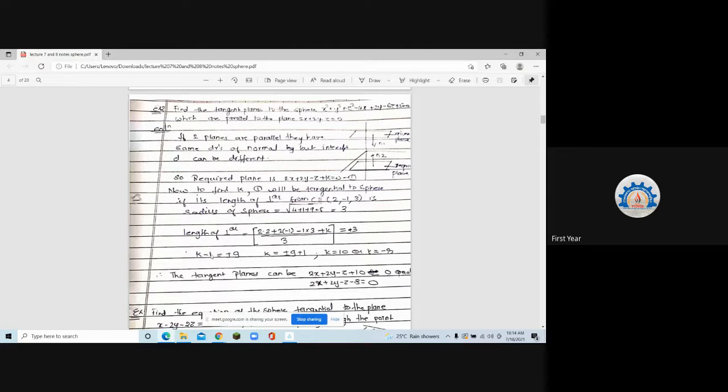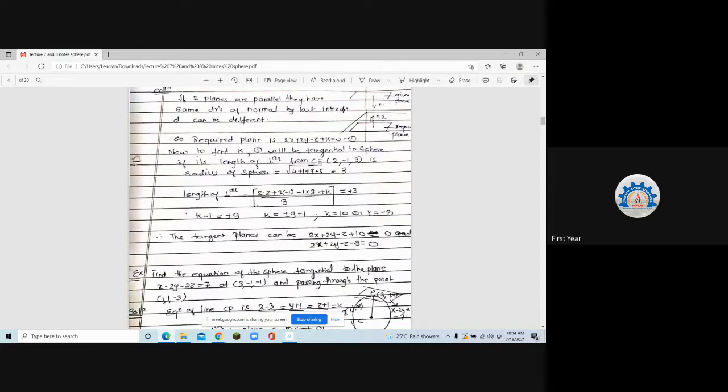So k minus 1 goes to this side. 9 plus 1 is 10. Minus 9 plus 1 is minus 8. So you will get two values of k, and that's why you'll get the two planes. One may be above and the other may be down, or one may be on the left side and the other on the right side. Is it okay? Are you getting it? Can you see how the diagram will come?